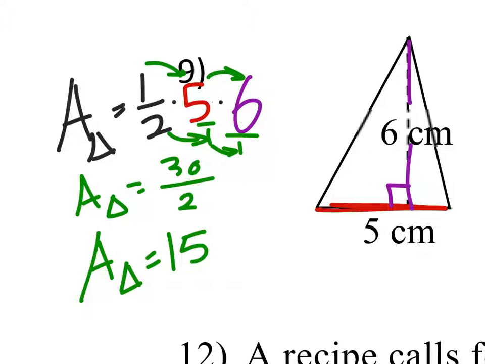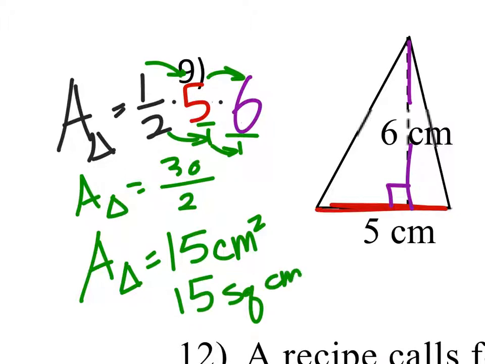But we can't forget to label this, okay? This is 15 centimeters squared. Some people prefer to write it as 15 square centimeters because area is now two-dimensional. So we have this area of this triangle, which is going to be in squares.